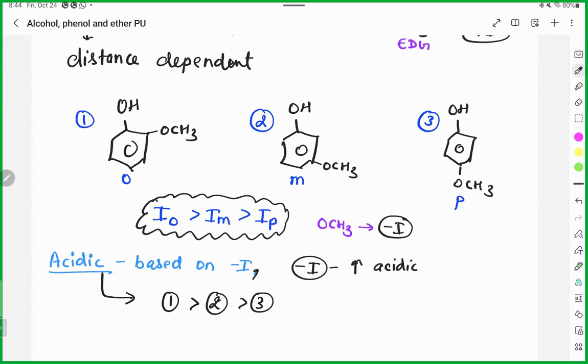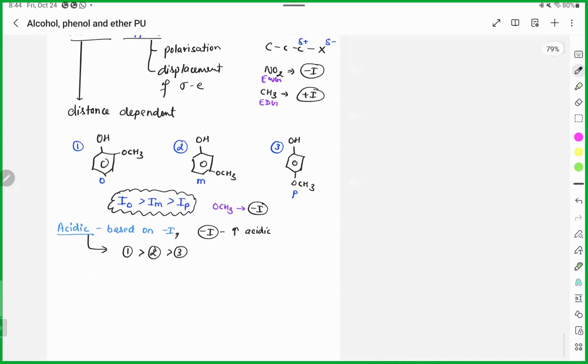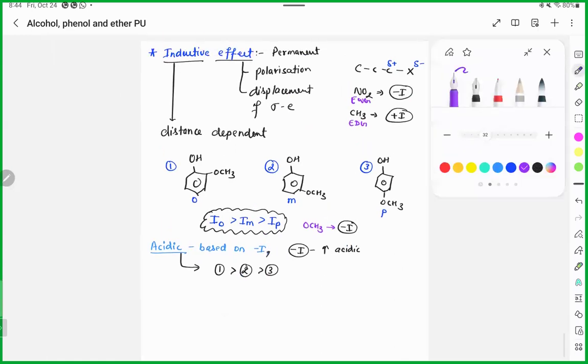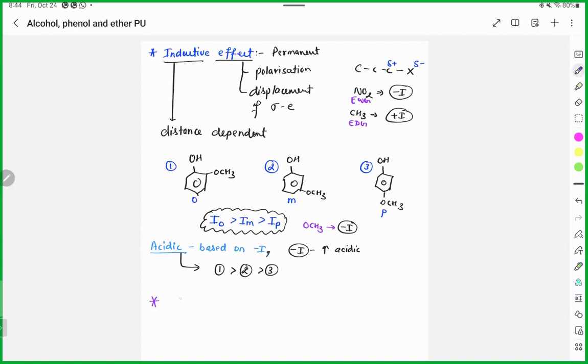Samarth, any doubt in this? No, sir. But Samarth, do you think only inductive effect is sufficient here? No, sir. Plus R effect is stronger. Yes. So that's why we will talk about one more effect that is known as resonance effect, also known as mesomeric effect.